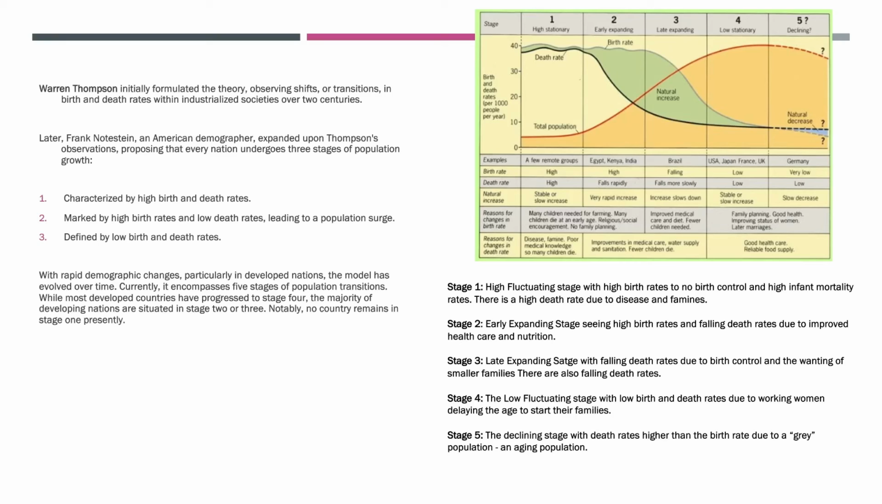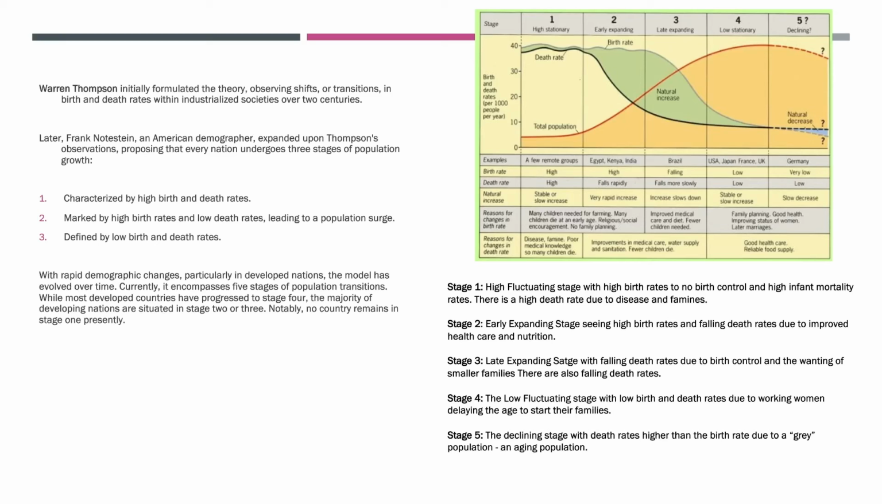The theory was initially formulated by Warren Thompson, observing shifts or transitions in birth and death rates within the industrialized societies over 2 centuries. So later, you had theorists such as Frank Notestein, an American demographer, who expanded upon Thompson's observation, proposing that every nation undergoes 3 stages of population growth. The first one was high birth and death rates. The second was high birth rates and low death rates, leading to a population surge because now there are more people being born than those who are dying. The last one was low birth and death rates.